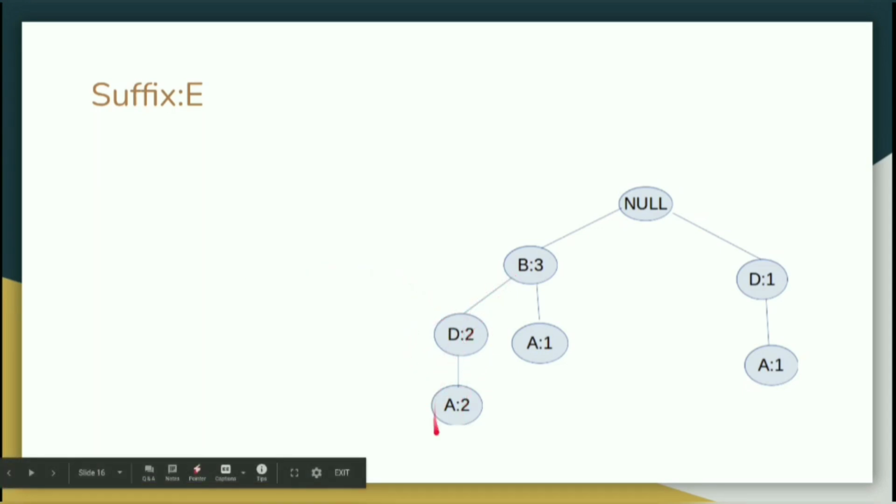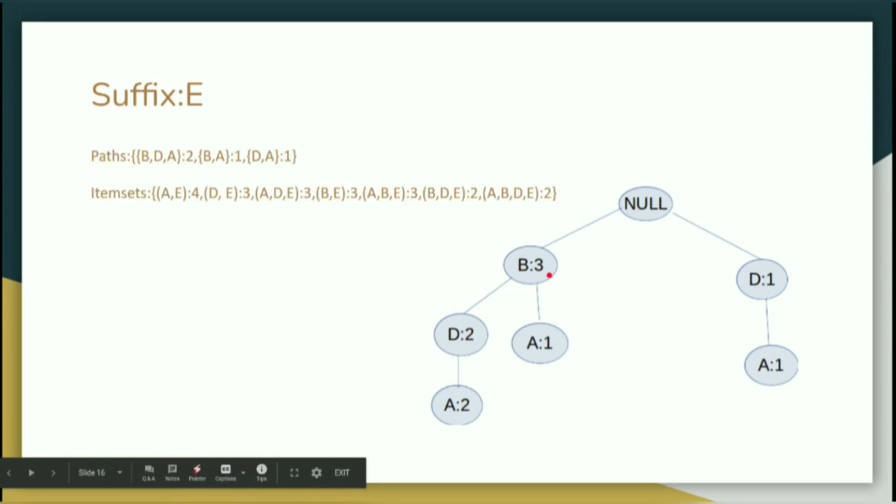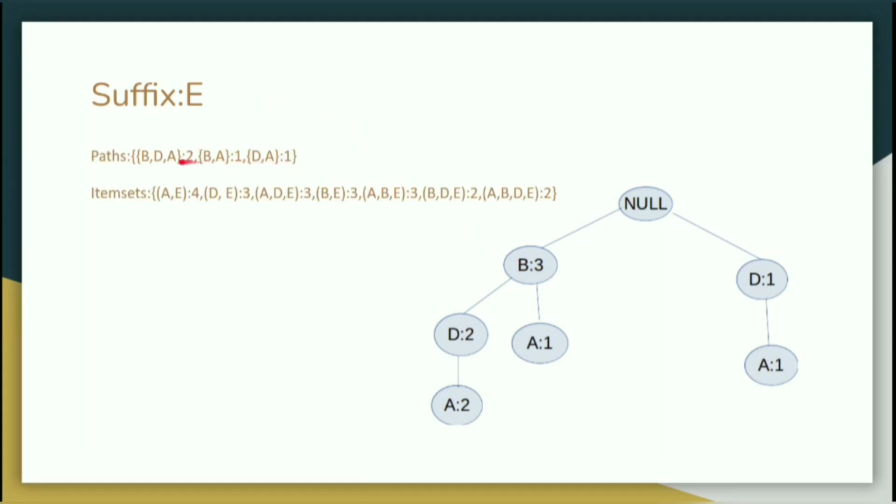Here the count is 2 because below this there were 2 E's, near this there was one E below it, and below this also there was only one E. So we have updated their counts. So we get these parts. Then again start making combinations of single, then double, and check their support count and update them on the basis of minimum support after suffixing them with E.